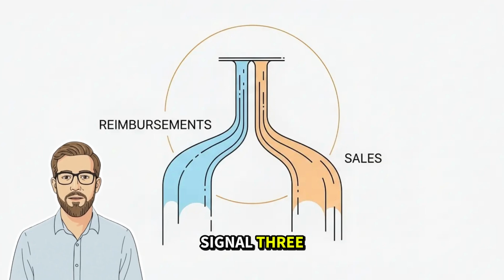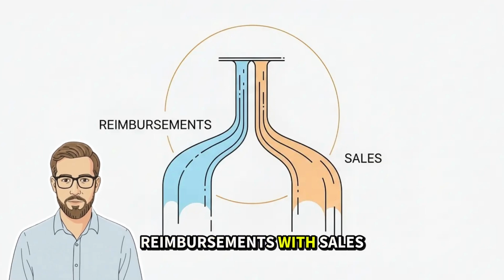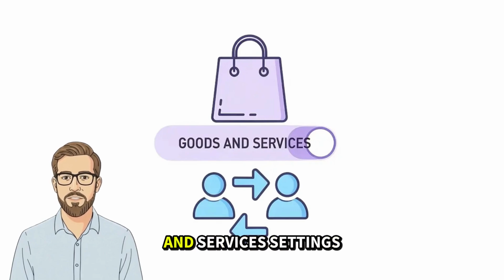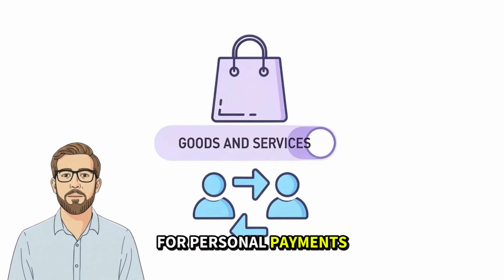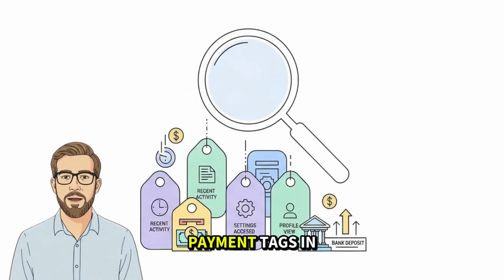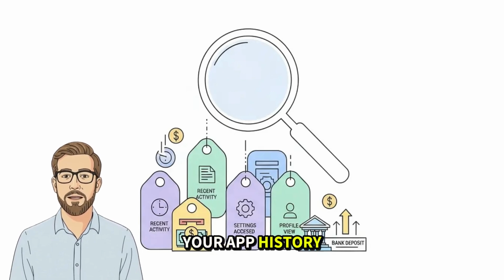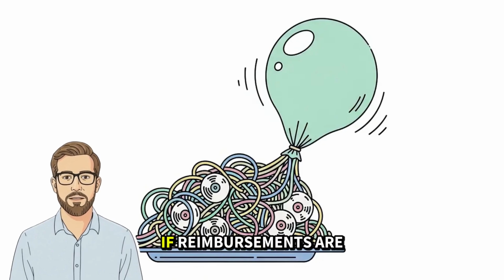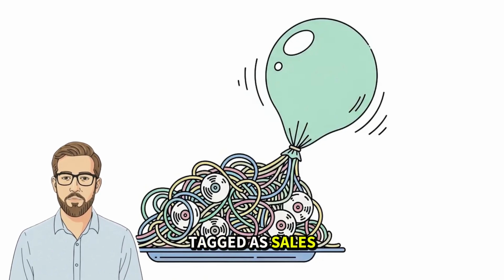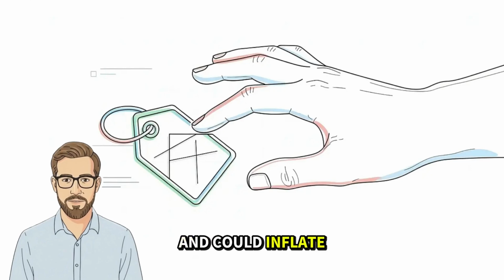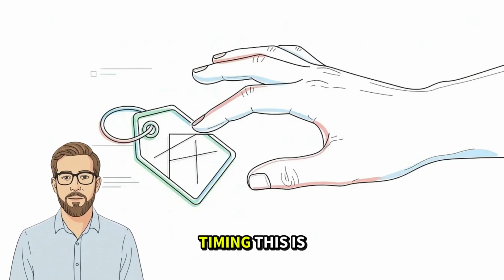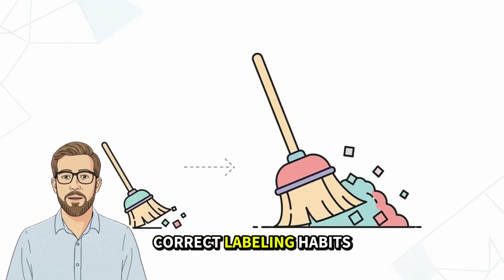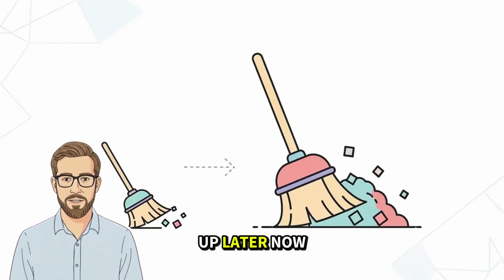Signal 3. You're mixing personal reimbursements with sales inside the same app, especially if you ever use goods and services settings for personal payments. Where to look? Payment tags in your app history and your bank deposit descriptions. What direction matters? If reimbursements are tagged as sales, your records will be messy and could inflate reported totals. Timing. This is a real-time fix. The sooner you correct labeling habits, the less cleanup later.